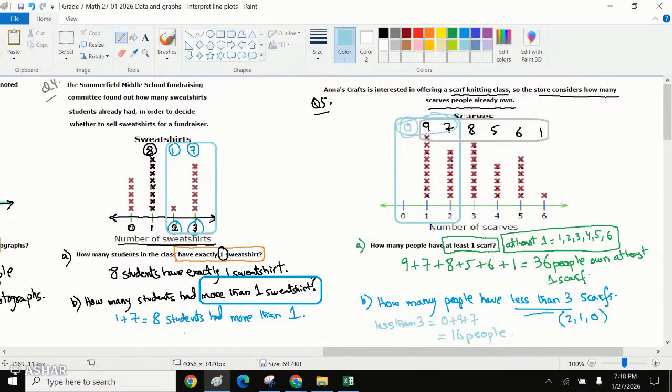There were 9 people who owned 1 scarf. There were 7 people who owned 2 scarves. If the question is asking less than 3, that means 3 is not included. It could be 2 scarves, 1 scarf, or 0 scarves, right?